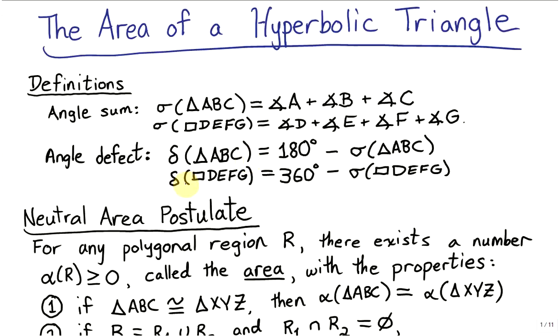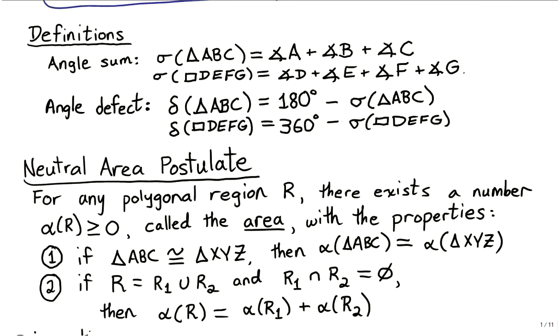Similarly, we define the defect of a quadrilateral to be 360 degrees minus the angle sum of that quadrilateral. And once again, the angle defect of a quadrilateral will always be a positive number. Before we can talk about a notion of area, we need to define some properties that an area function should have. And these are outlined in something called the neutral area postulate. These are properties that an area function should have in neutral geometry, so they'll hold in both Euclidean and hyperbolic geometry. The neutral area postulate says the following.